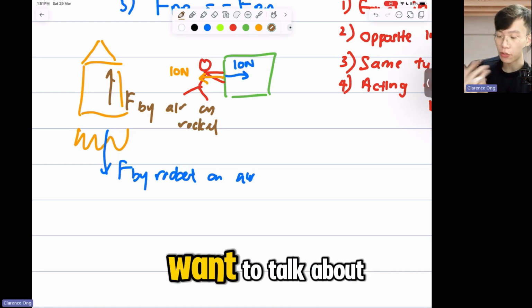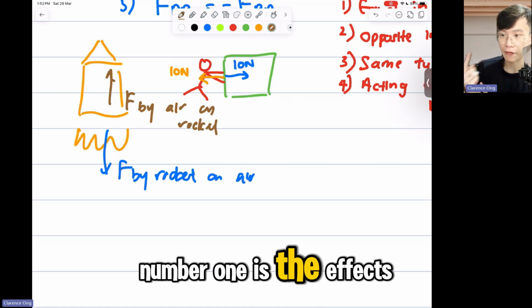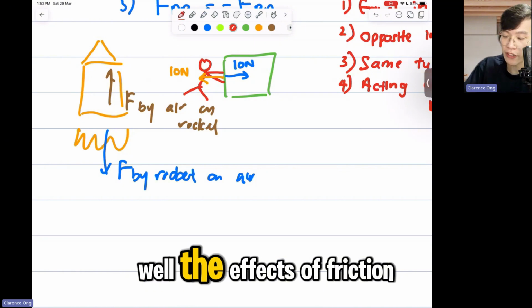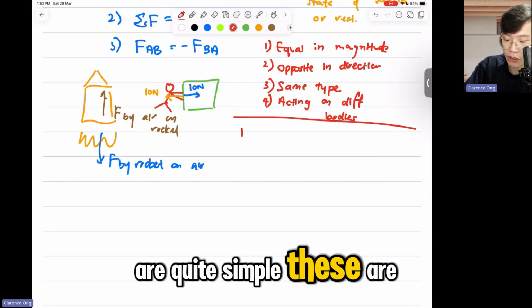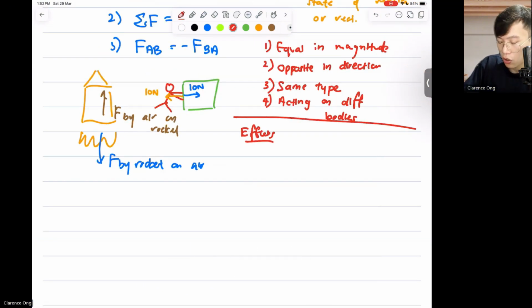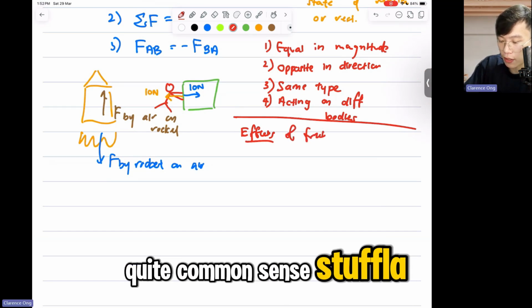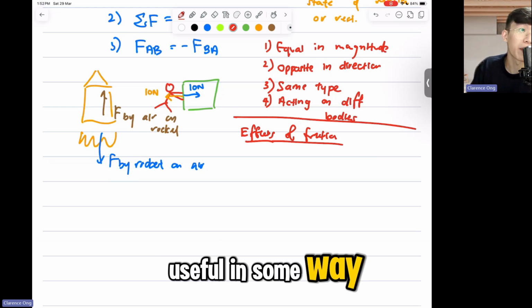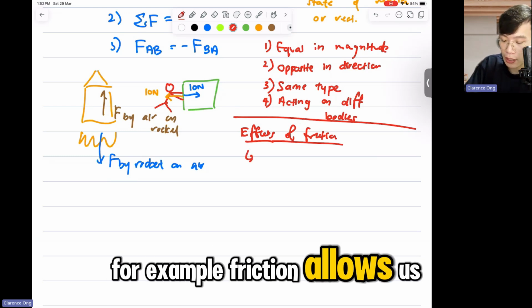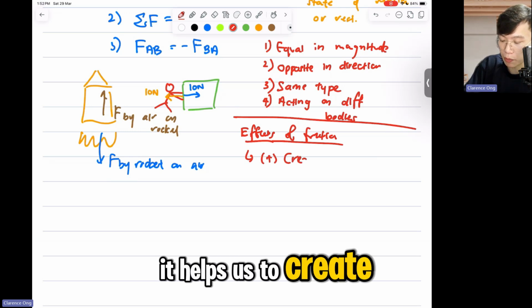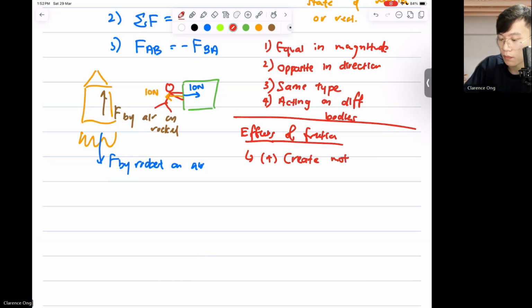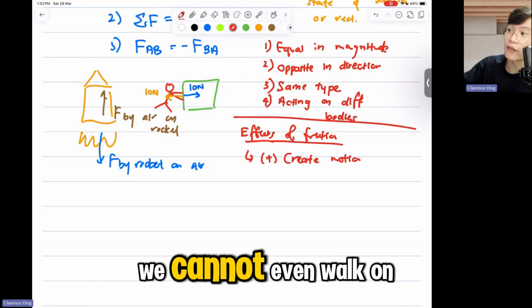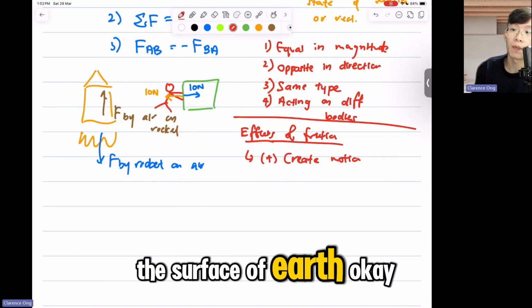There are 2 other concepts that I want to talk about. Number 1 is the effects of friction, and number 2 is terminal velocity. Well, the effects of friction are quite simple. These are just quite common sense stuff. So friction is useful in some ways and not useful in other ways. For example, friction allows us, this is a positive part, it helps us to create motion. Without frictional force, we cannot move. We cannot even walk on the surface of Earth.